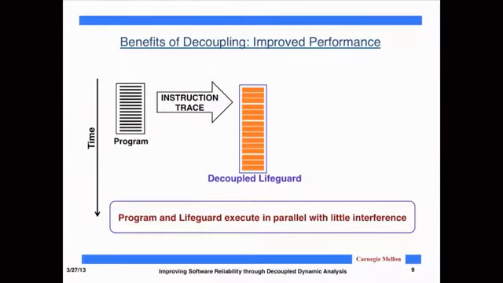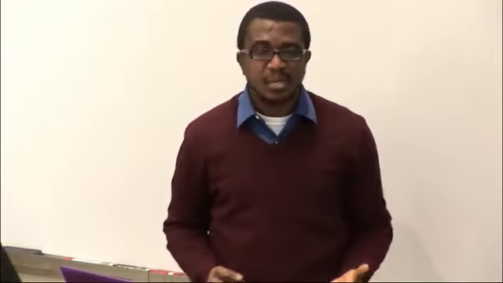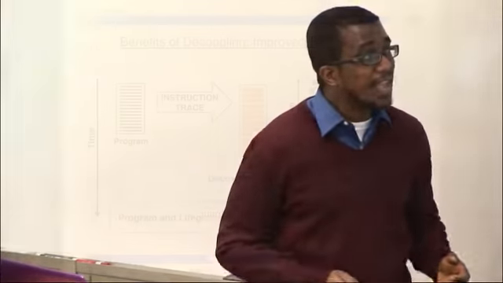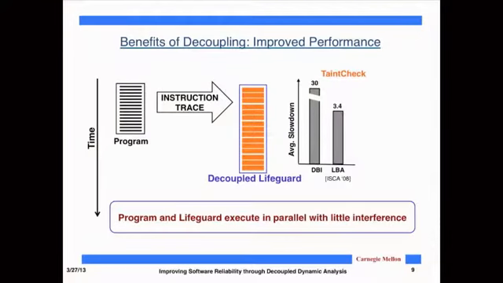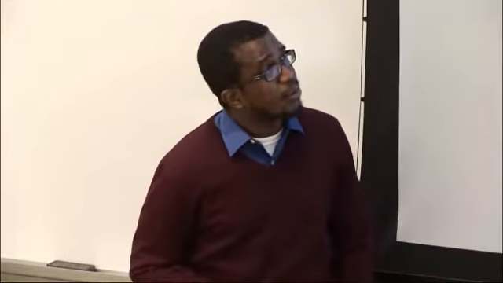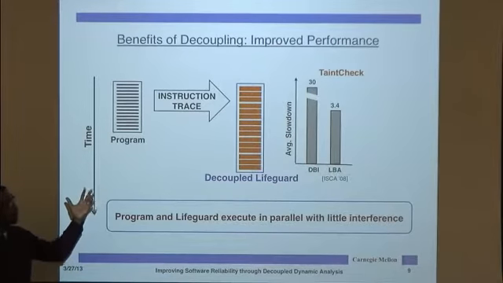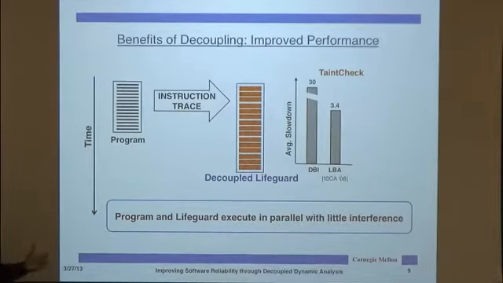So one immediate impact is that performance improves. We live in a world where there are many cores, and a lot of parallel computing resources available. So having the program and the Lifeguard run on separate resources with little interference just makes them run faster. In fact, we saw this in the initial research work that I did in this direction, called log-based architecture, or LBA. We saw a scenario where the average slowdown of TaintCheck dropped from 30x to 3.4x simply by running TaintCheck on a separate core from the program.